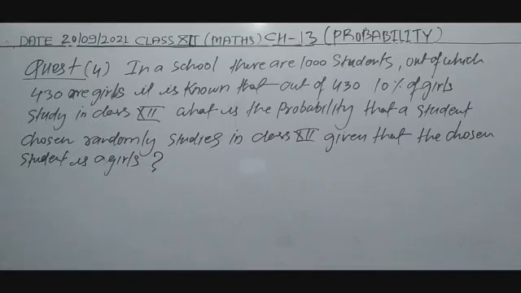Now you know the total number of students in the school is 1000, and in this question two events happen. The first event is a student chosen randomly studies in class 12th, and the second event is that the randomly chosen student is a girl. Now we will consider two events. Now see the solution.